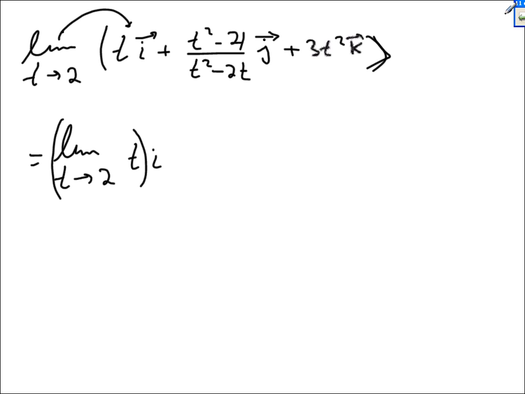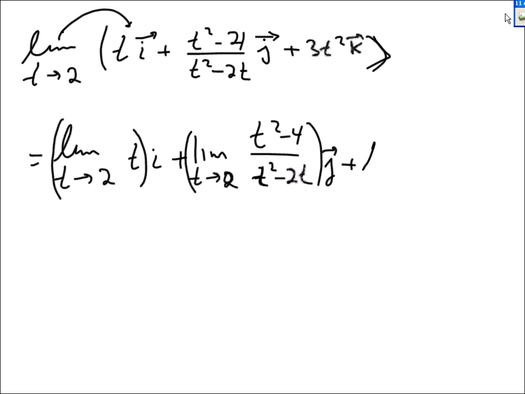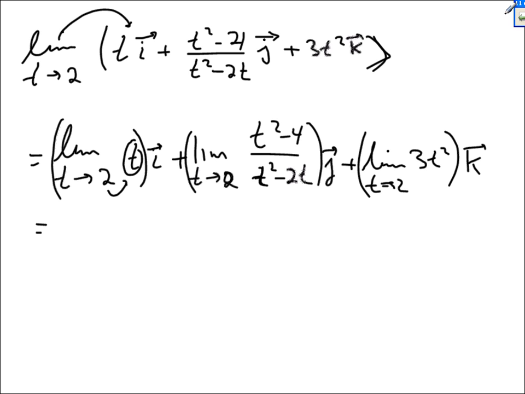In fact, you could take the limit times i, plus the limit as t goes to 2 of t squared minus 4 over t squared minus 2t in the j direction, plus the limit as t goes to 2 of 3t squared times the k vector. Okay, it's just three limit problems. You should always try substituting. That's just 2. When t is 2, the top is 2 squared, which is 4, minus 4, which is 0. And the bottom is 2 squared, which is 4, minus 2 twos, which is 4. 4 minus 4 is 0. So I'm getting 0 over 0.